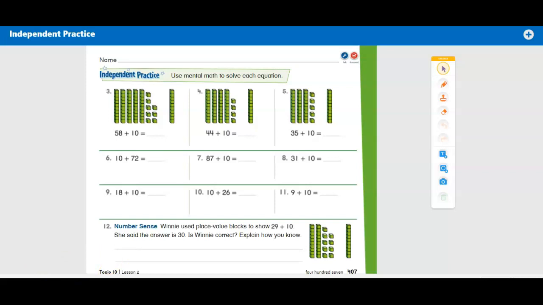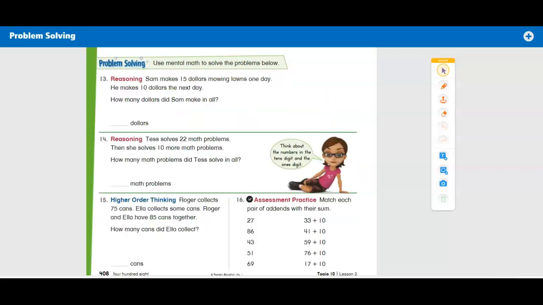We're now going to begin looking at our last page, 408. For our last page in our math lesson today, we are working on page 408. This is our problem-solving page. Our directions tell us to use mental math to solve the problems below.